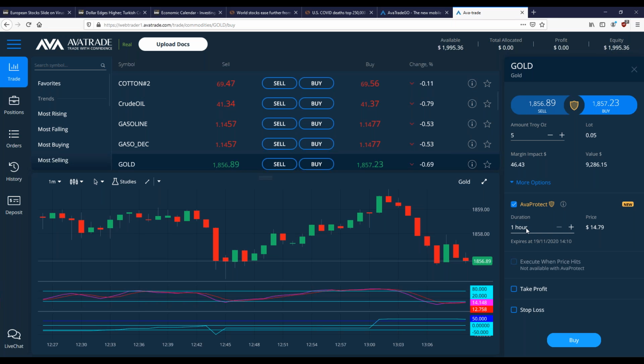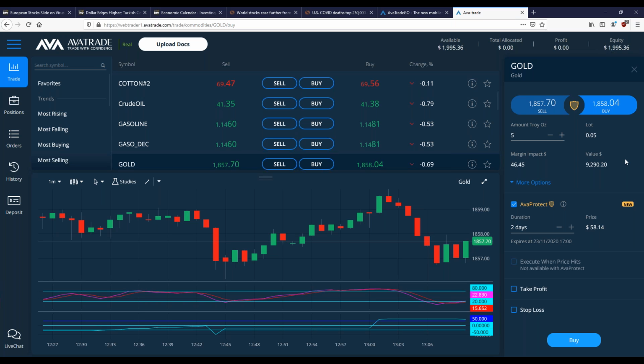What if I'm a longer term trader? Well, I might say, well, I want to protect it for 6 hours or a day or 2 days. And the maximum is typically 2 days, 3 days, depending on the asset that you're looking at. For gold right now, 2 days coverage is the maximum. And it's only $58 for 5 ounces. We've all seen gold move $50 in a single day, right?